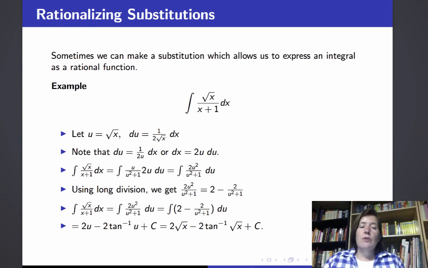The integral of 2 is 2u, and the integral of 2 over u squared plus 1 is 2 times tan inverse u plus a constant. And now, converting back to our x's, we get that the integral of the square root of x over x plus 1 dx is 2 times the square root of x minus 2 times tan inverse of the square root of x plus a constant.